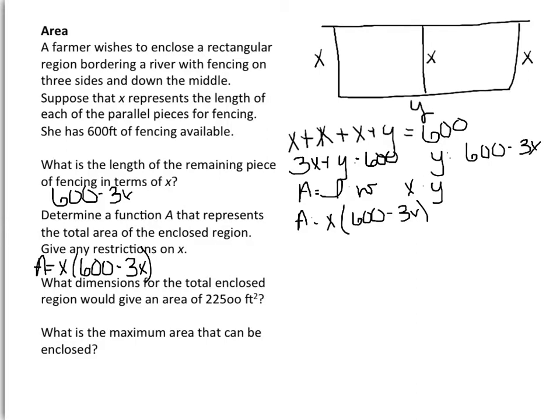The restrictions on x are so that you know how to set up your window. So what are things that x can't be? Well, we know that x has to be positive. And we also know that since we have 3 pieces here, the 3 of them together added up to 600, meaning that each one of those has to be less than 200 feet. So there's your restrictions on x. That's probably going to be your x min and x max in your window.